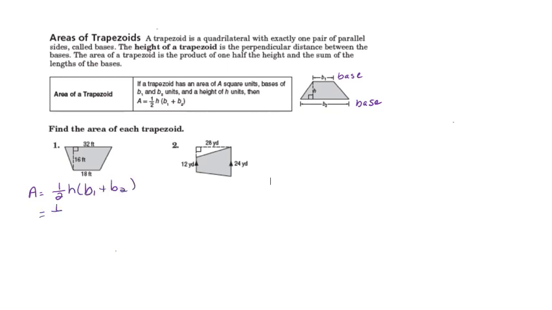So 1/2 times the height of 16 and then 18 plus 32. One half of 16 is 8. 32 plus 18 is 50. And then when I multiply those, I get 400. And then we're talking about feet, so feet squared.